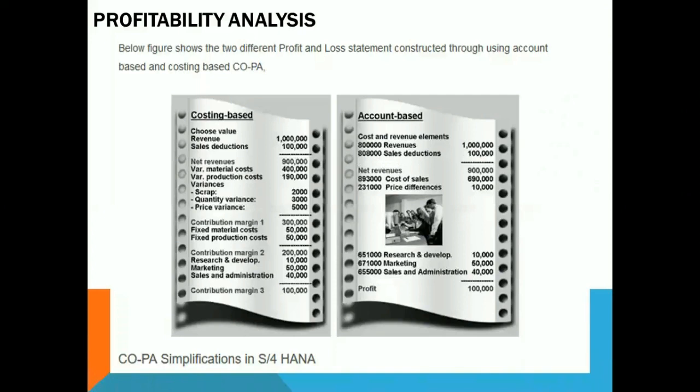But if I see here, the total cost of goods sold in account-based profitability analysis is getting updated to this particular account. This is called the source account. Now we are splitting this source account into a number of target accounts. What are the target accounts? You are showing the total amount of 6,90,000 and the price difference of 10,000 in two different accounts. One is the cost of goods sold account, another one is the price difference account. Both you are showing in a single account.